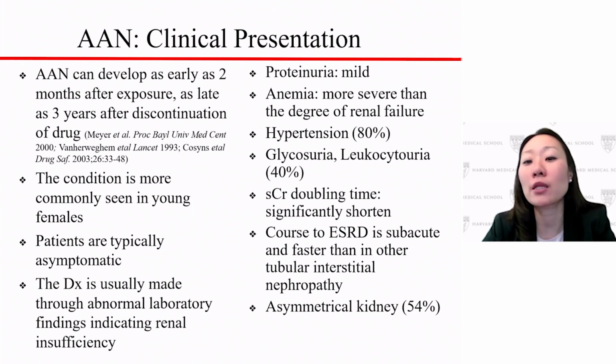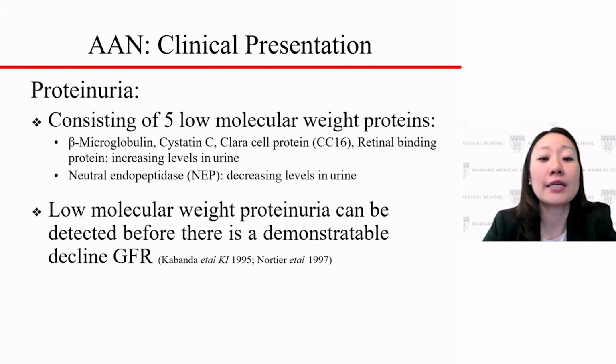The proteinuria is relatively mild and the anemia is more severe than the degree of renal failure would indicate. The majority of patients have hypertension, and the course to end-stage kidney disease is subacute, but is faster than what would be seen in other tubular interstitial nephropathy cases. And here, just a comment about the proteinuria. It consists of 5 low molecular weight proteins, and it can be detected before there's a demonstrable decline in the kidney function.